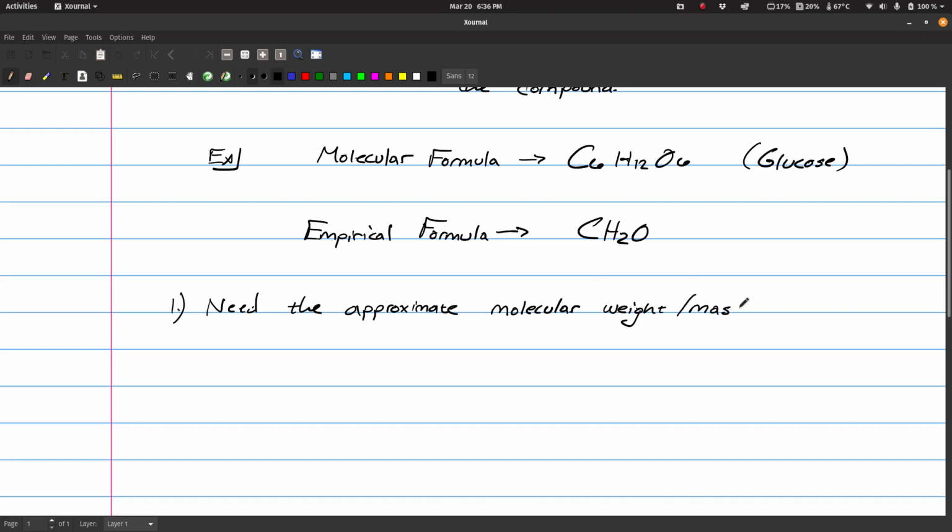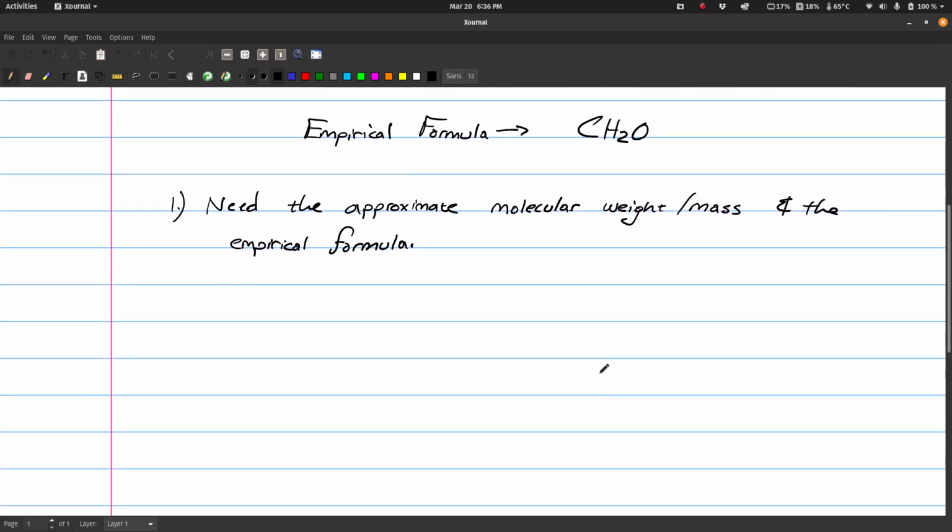slash mass and the empirical formula. You could also have percent composition, but to actually figure out the conversion, these are the things we're going to need. We're going to go over a few example problems after I show you the basic idea of this, and you're going to have a few different avenues of solving these depending on what you're given.